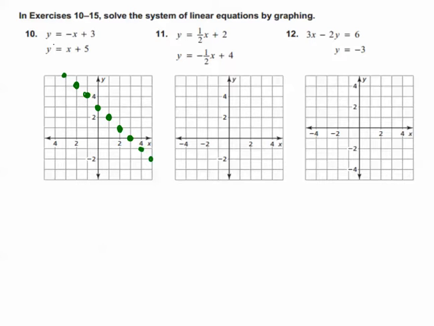Then we have y equals x plus 5. So in that equation, 5 would be up here, and it has a +1 slope. And so we can see from this that the point of intersection, or the solution of the system of linear equations, appears to be at x is -1 and y is 4.